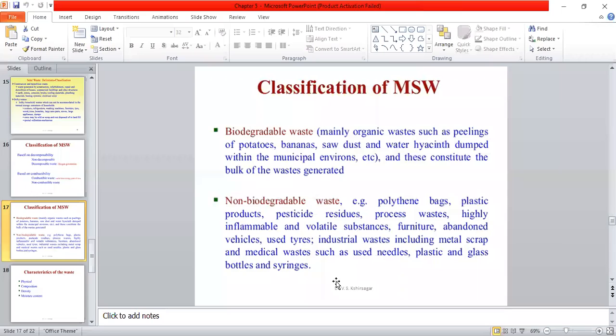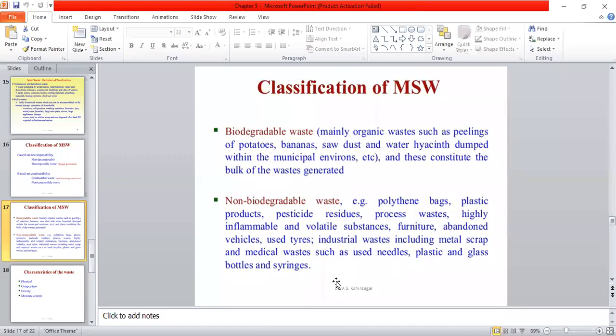I will move forward. Classification of municipal solid waste, whatever I explained in the earlier slide, is written over here. You can directly copy that. Biodegradable waste means mainly organic waste, such as banana, sawdust, and water hygiene dumped within the municipal environment, the bulk of waste generated. Non-biodegradable waste includes polythene bags, plastic products, pesticide residues, process waste, highly inflammable and volatile substances, furniture, abandoned vehicles, used tires, etc.